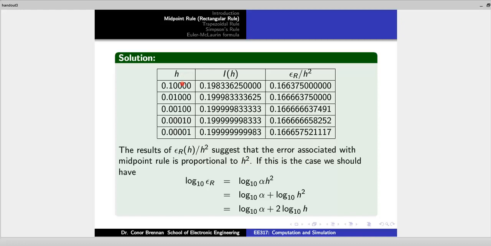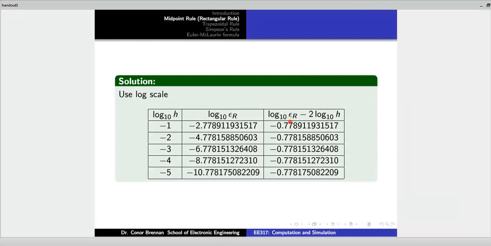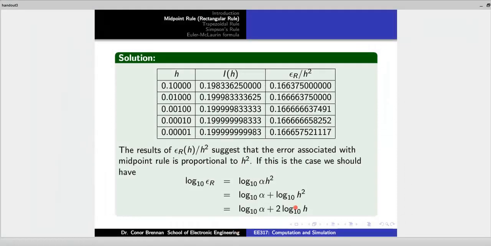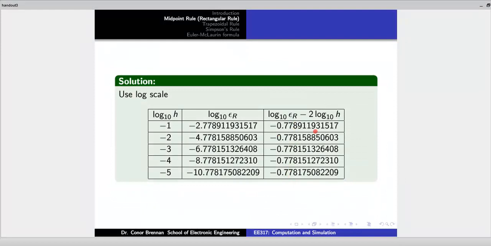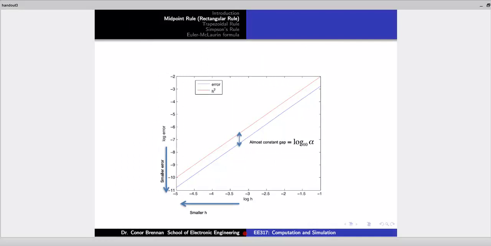Here we had h getting smaller by 10 every time, 0.1, 0.01, 0.001 all the way down. So let's plot log of h: log 10 will be minus 1, minus 2, minus 3. And let's plot log of epsilon r minus 2 log 10 h. According to our little error analysis here, log 10 of epsilon r minus this should be a constant. It should be log 10 of alpha, where alpha is equal to 0.166. And lo and behold, yes, we get that. We get the difference between the error and h squared on the log scale should be a constant offset, 0.77. We see that in the picture.